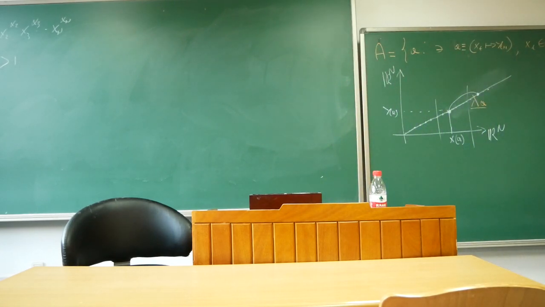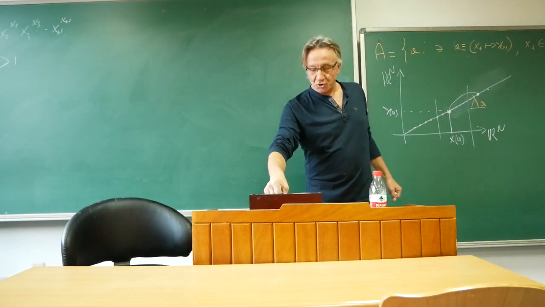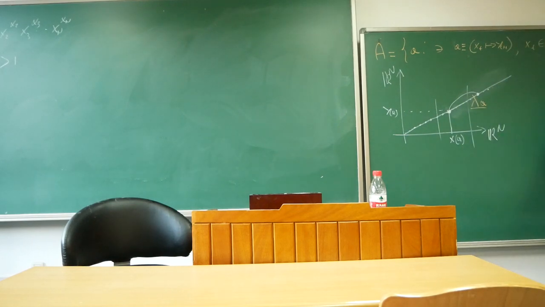So, replication implies constant returns to scale. Reproducibility implies growth if all essential inputs are reproducible. So this last R is an abbreviation of reproducible, okay?